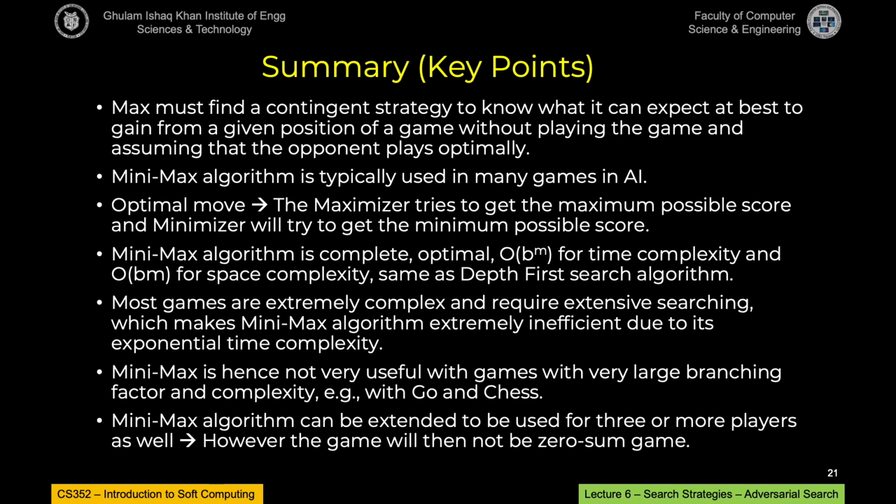Then we saw that Minimax algorithm can be extended to be used for 3 or more players as well. But there's just this point that you need to realize that however, the game will then not be a zero-sum game. So then there has to be some kind of alliances or maybe favors that might need to be done at certain points.